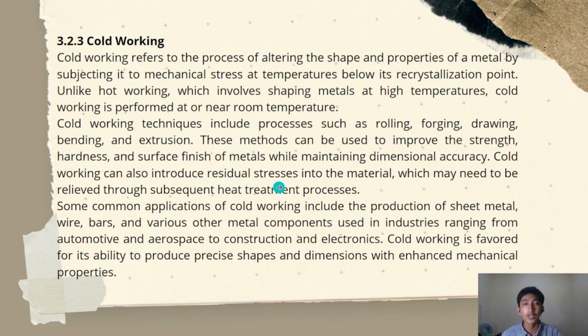Cold working can also introduce residual stresses into the material, which might need to be relieved through a subsequent heat treatment process. Some common applications of cold working include the production of sheet metal, wire, bars, and other metal components used in industries ranging from automotive and aerospace to construction and electronics. Cold working is favored for its ability to produce precise shapes and dimensions with excellent mechanical properties.